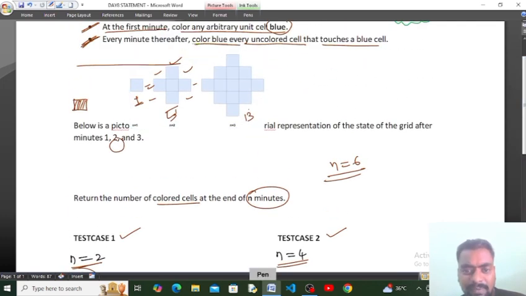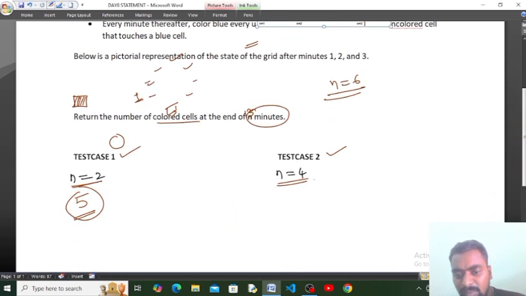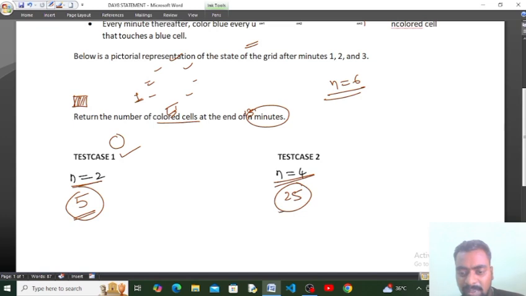Already for n is equal to 3, how many cells can we color? 13, right? For n is equal to 4 he is asking. So here we can color 1, 2, 3, 4, 5, 6, 7, 8, 9, 10, 11, sorry, 12. So for the fourth minute we can color an extra 12 cells. Already for n is equal to 3 we covered 13. So in total we can color 25 cells blue after 4 minutes of time. So the output for test case 2 will be 25 cells. If you understood this problem statement clearly, try it yourself first.